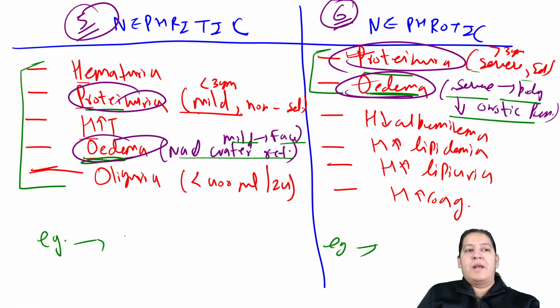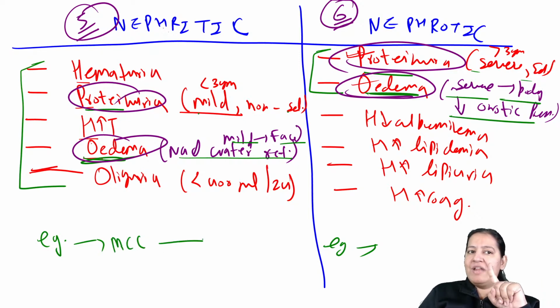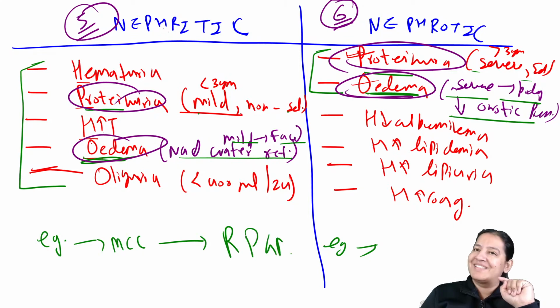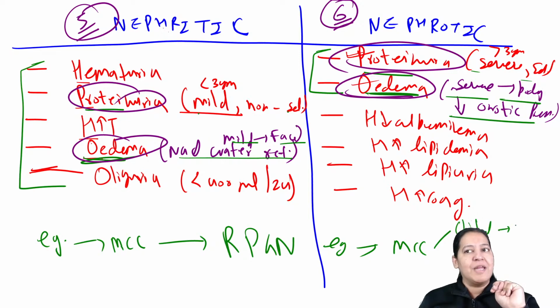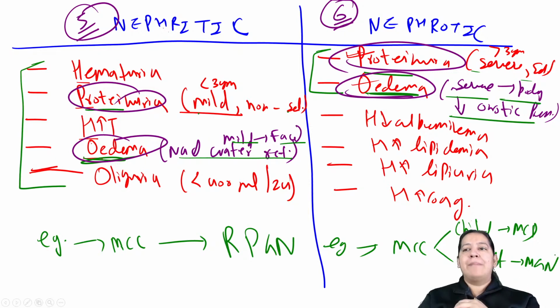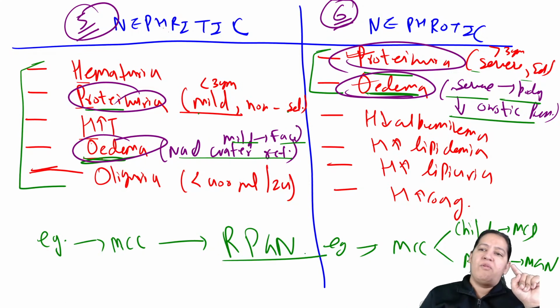Now tell me the example. What is the most common cause of nephritic syndrome? Answer is only one. RPGN. Please learn. What is the most common cause of nephrotic? There are 2 answers. If you talk about children, the answer is minimal change disease. And if you talk about adults, the answer is membranoproliferative glomerulonephritis. No, it is membranous glomerulonephritis. MCD and MGN. Please learn. Here there is no children and adult, it is always RPGN.